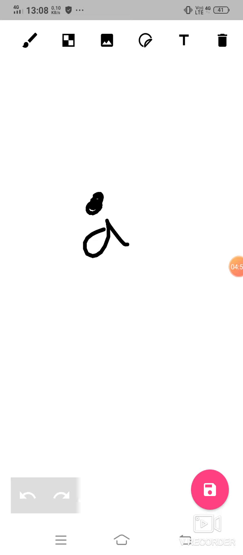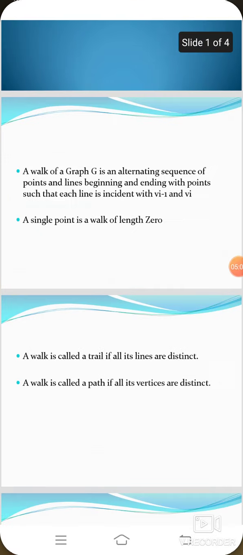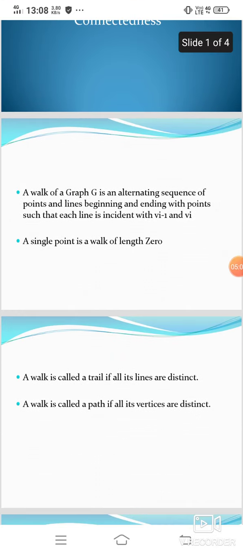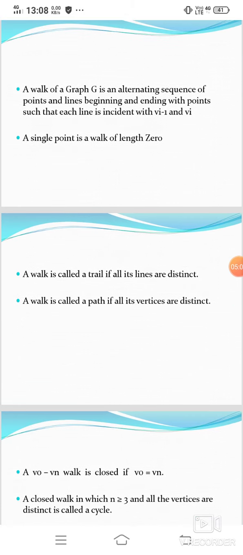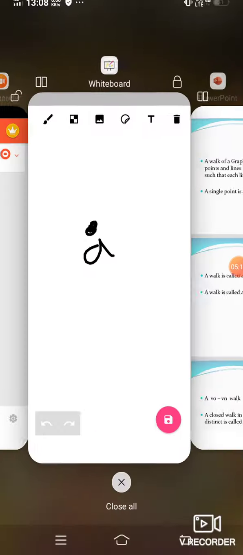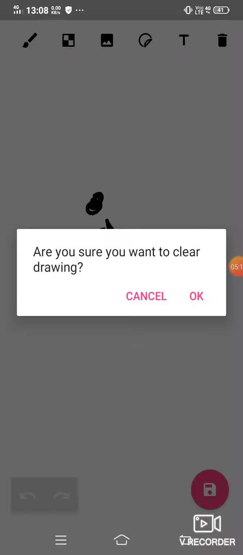Here the walk is 0. Now see the next definition. A walk is called a trial if all its lines are distinct, and a walk is called a path if all its vertices are distinct. Let us see the same example again.